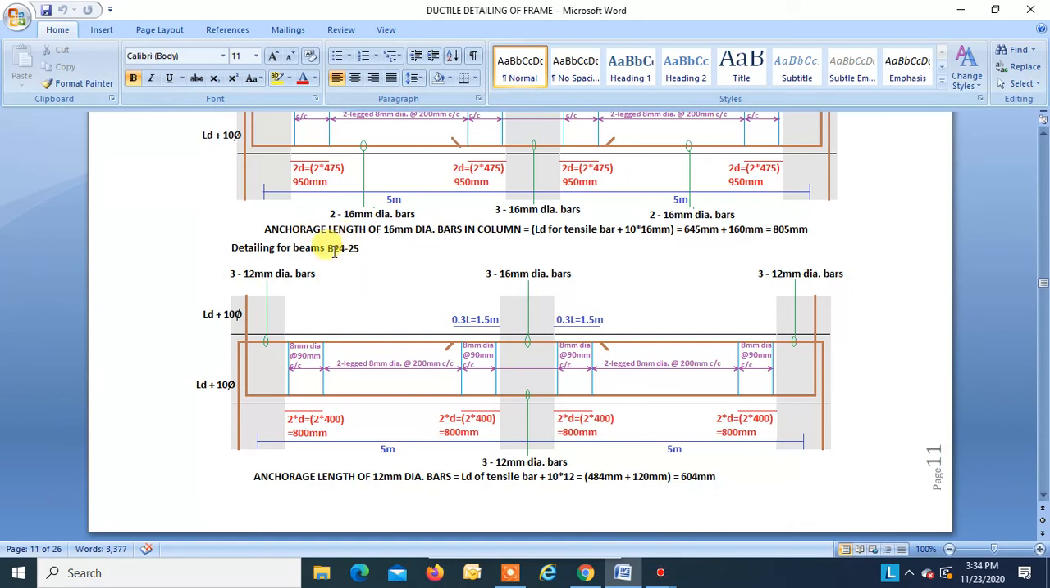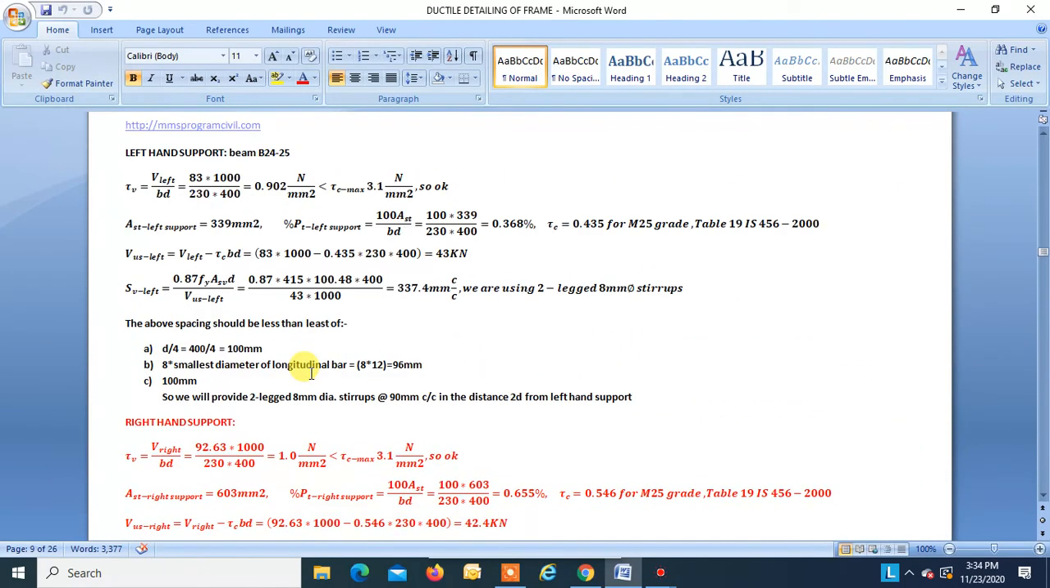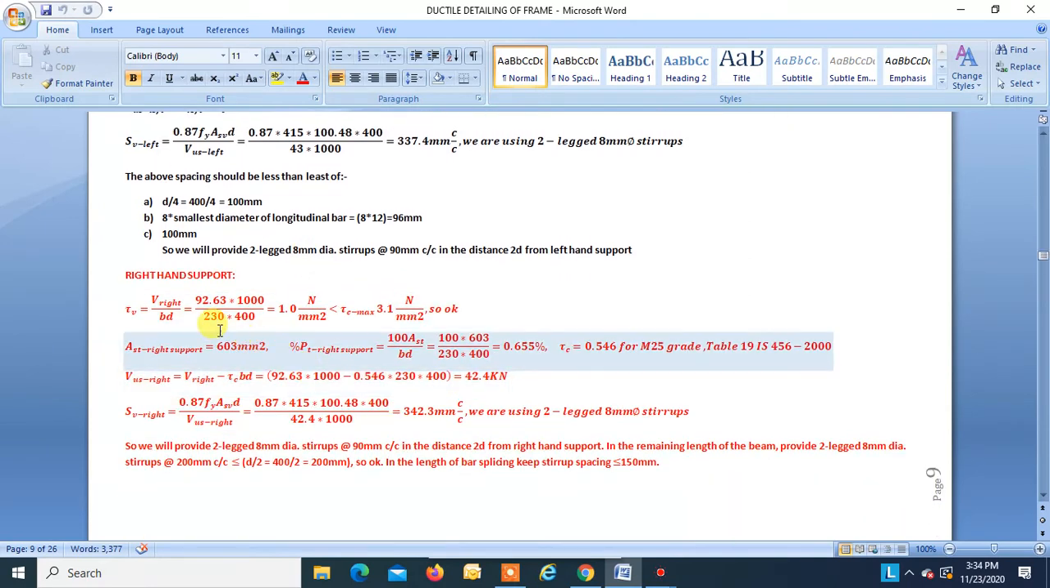So we will see the detail. This is beam B24-25. This is 2D from the left support, and here we are providing 2-legged 8 mm dia stirrups at about 90 mm center to center. Now coming to the right hand support, V right is 92.63. Tau V is 1, less than tau C max 3.1.